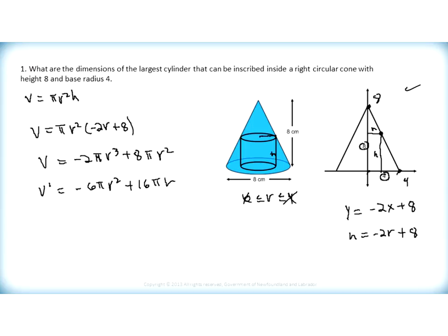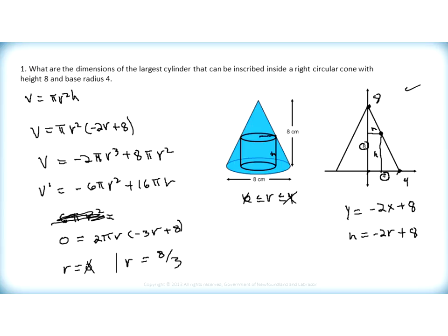So solving that, I've got to factor it first. So 0 equals, let's factor out a common factor of 2 pi r. Then we've got left over here -3r plus 8 inside. And so this means that either r is equal to 0, which doesn't give us any volume at all, or r would be equal to 8 over 3, which I think is going to be our winning candidate, isn't it?